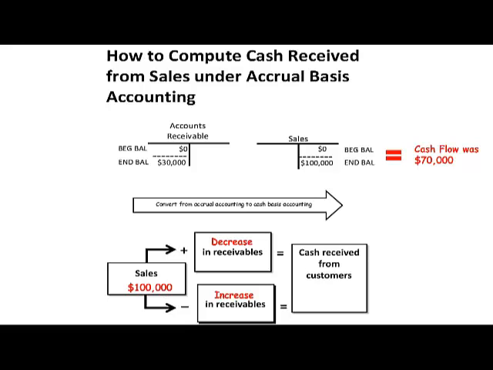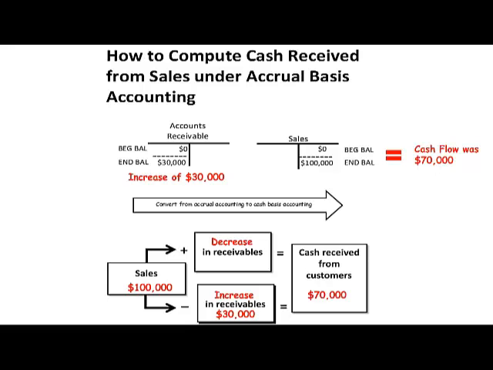Now I need to measure whether I have a decrease or an increase in accounts receivable. And you'll notice I started out with 0 and I ended up with $30,000. So I've had an increase of $30,000 in accounts receivable. So I take my sales and I put the increase in accounts receivable of $30,000. So I take my $100,000 of sales minus my increase in accounts receivable of $30,000, and that means I received $70,000 of cash from customers. And if you take a look, that does agree to the $70,000 cash flow inflow on the previous slide.